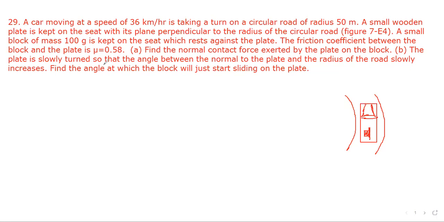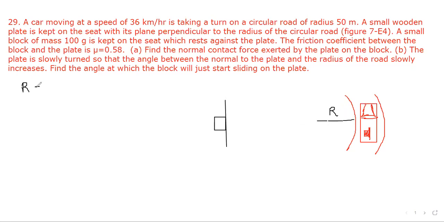The plate is slowly turned so that the angle between the normal to the plate and the radius of the road slowly increases. Find the angle at which the block will just start sliding on the plate. So let's see the situation. Here, this is block and this is plate. Here also, this is block, this is plate, and here radius is R.